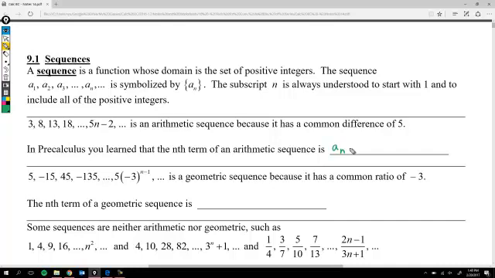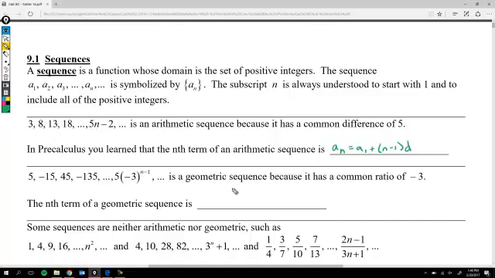Okay, so if I want to find the nth term, then I have to start with the first term plus n minus 1 times d, where d is my common difference. And you find d just by subtracting your first and second terms. So in this case, my d would be 8 minus 3, which is 5, or 13 minus 8, which is 5. It should always be the same.